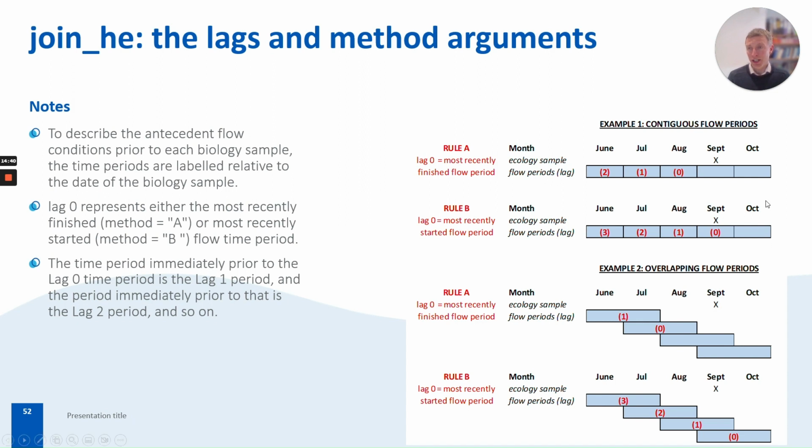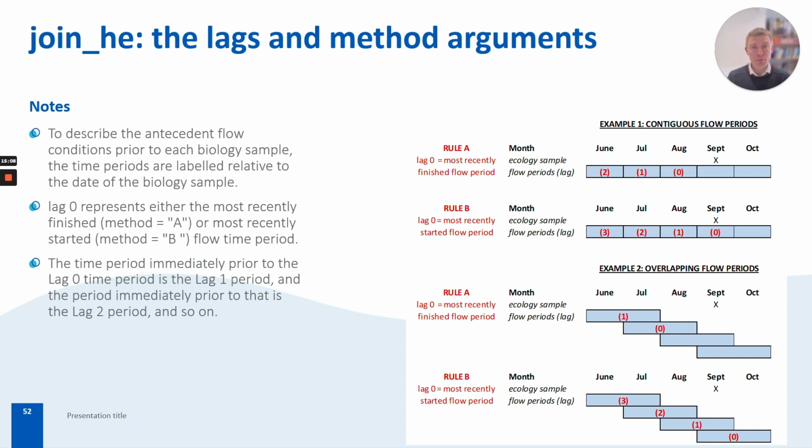The example I've just talked through at the top there uses contiguous flow periods, which is probably the most simple and straightforward way in which we could characterize our flow statistics. The second example lower on the slide shows exactly the same process, but this time we've got overlapping flow periods. So here we've got a 2-month moving window which steps on by 1 month each time. The process, however, works in exactly the same way.